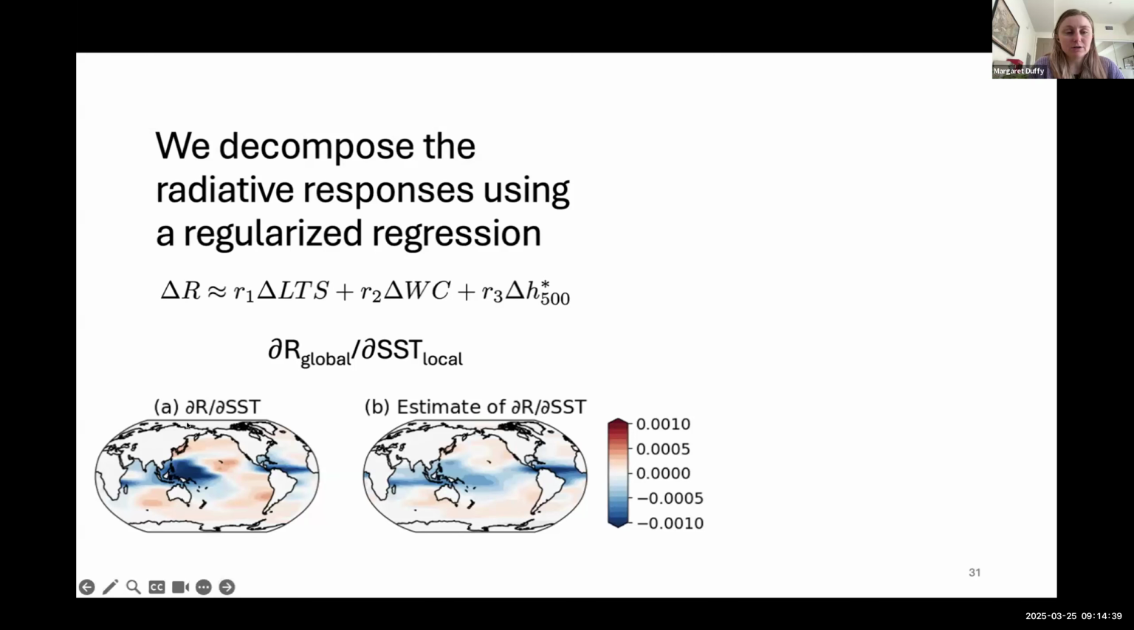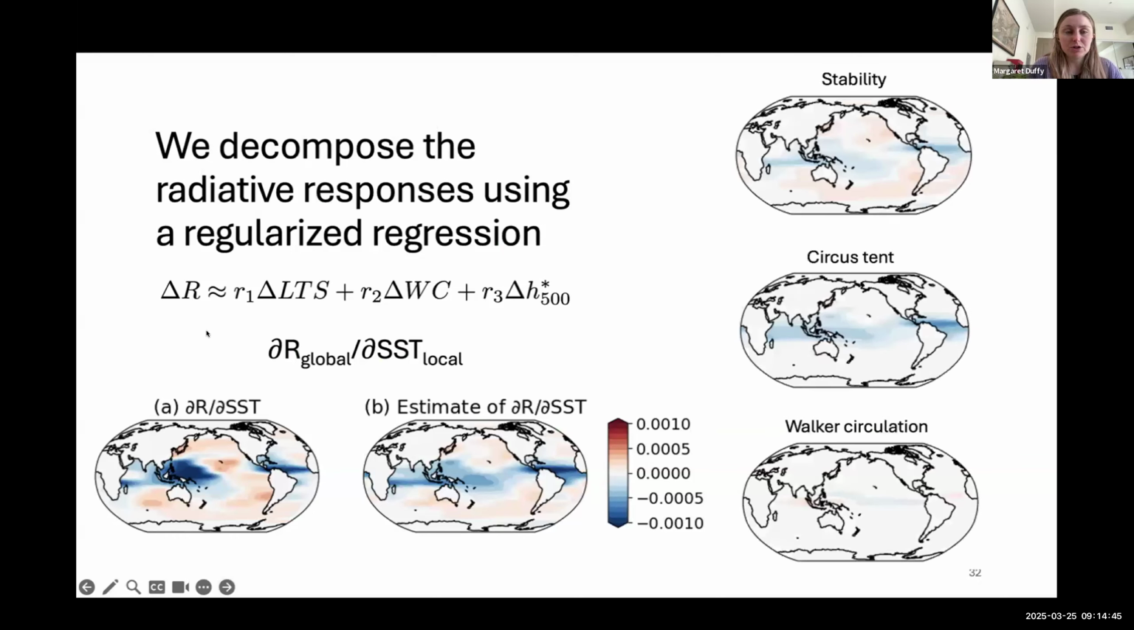And what I've done here, okay, so this is our dR/dSST from CAM6 that we saw already. And what I've done here is just using a statistical framework, decomposed dR/dSST into the contributions from the three mechanisms from our yellow legal pad. And when we do that, we get an estimate of dR/dSST that looks like this, which if you squint is fairly close to our actual dR/dSST. And when you multiply each mechanism, which has been put through the Green's function machinery, by the regression coefficient, you get a decomposition into the contributions from each of the three proposed mechanisms.